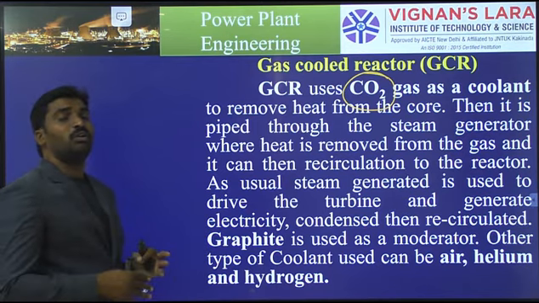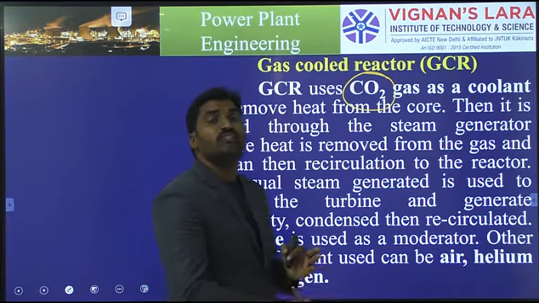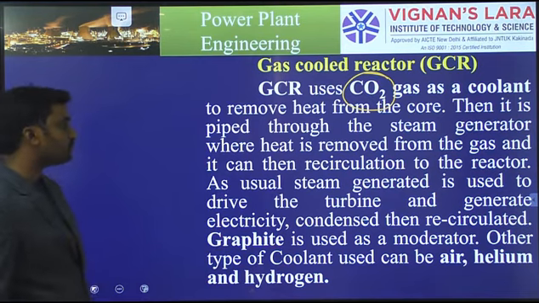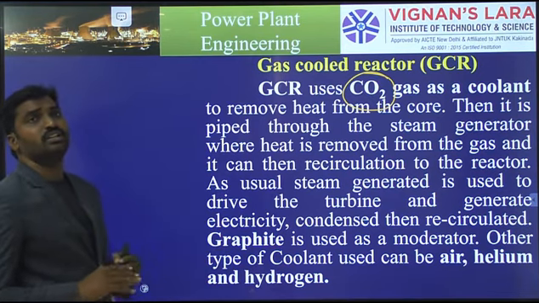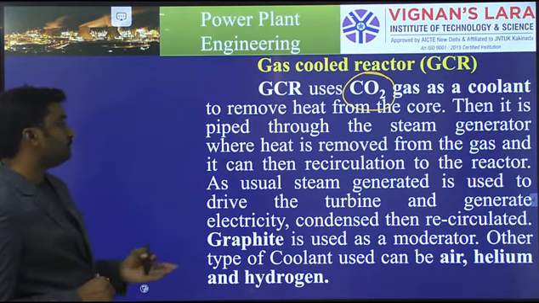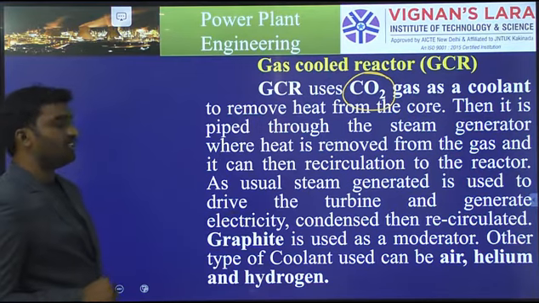By using the turbine we are generating the mechanical energy that is connected to the generator, and there we are getting the electrical energy. The entire functioning is the same. The variation is that we are using a gas as the coolant, that is carbon dioxide. And graphite is also used as a moderator here.